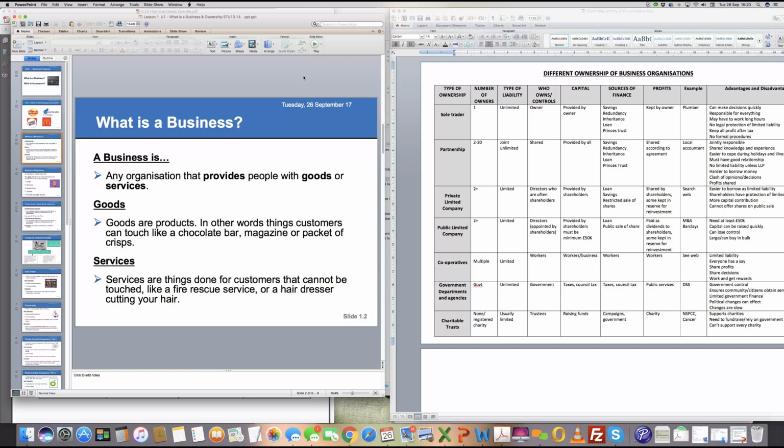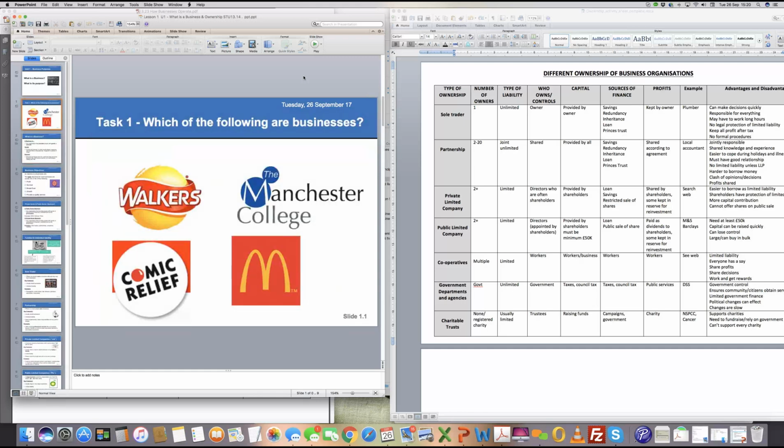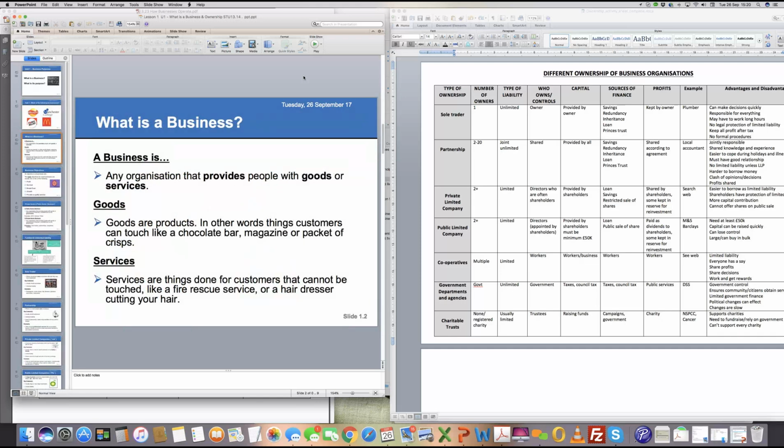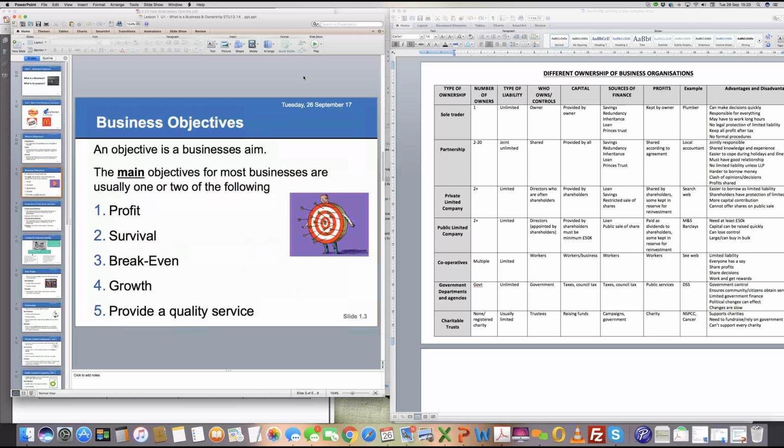Now, when we say a business produces goods or services, look at the previous slide. When we look at McDonald's, what are the goods and services it provides? Food. And Manchester College, for example, provides education. So depending on the type of business and the activity they are in, they could have varying types of goods and services which would be used by people.